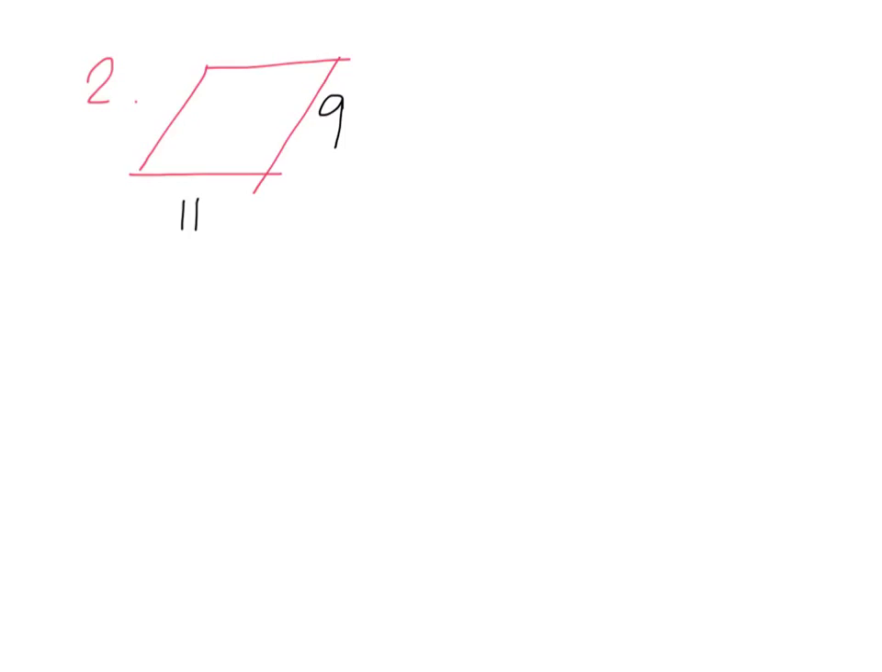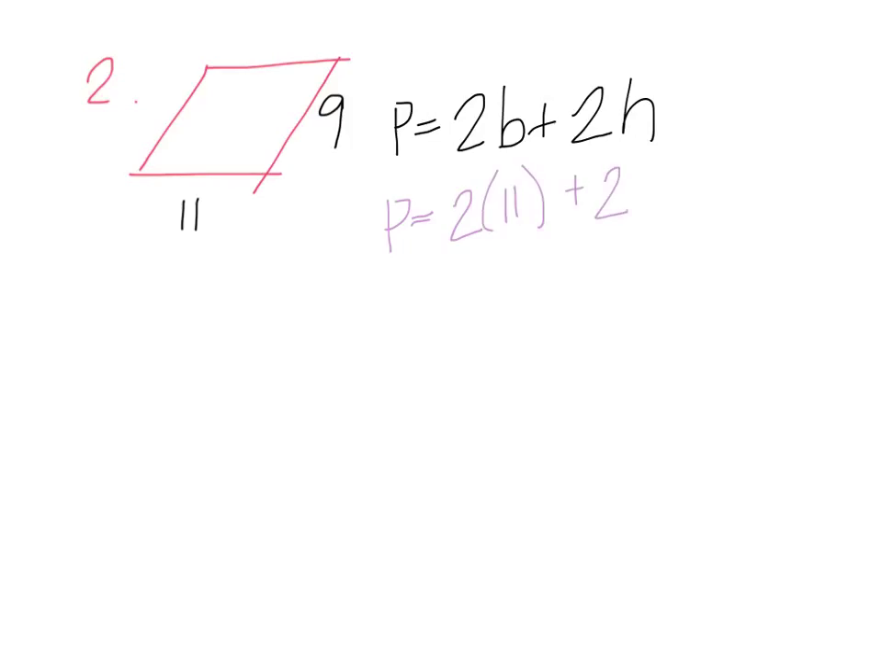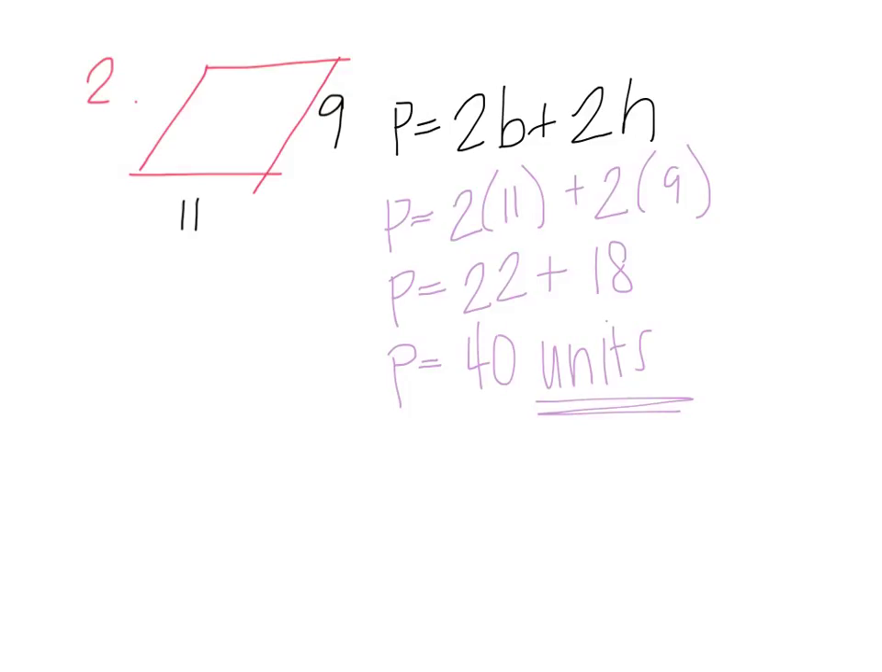So go ahead and find the perimeter, and I want you to use the equation that we just used in the last one. So I'm going to rewrite it for you. Remember, perimeter equals 2b plus 2h. Go ahead and try filling it in first. You should have come up with perimeter equals 2 times 11 plus 2 times 9. Okay, now see if you can solve it. You should have gotten perimeter equals 22 plus 18. So your final answer is perimeter equals 40 units. And again, do not forget the units.